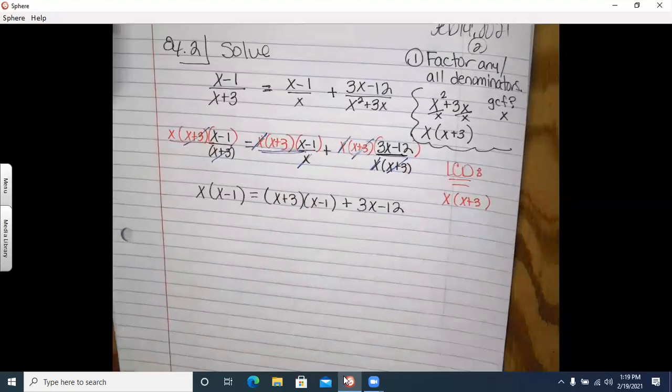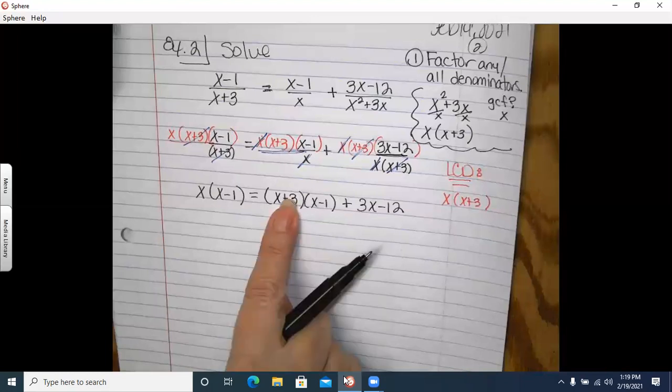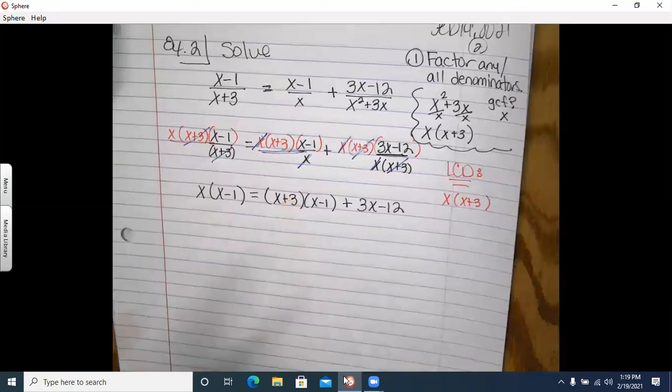Now there's still a lot to do here, but at least we don't have a fraction, am I right? We cleared the fraction. Now before I can start combining like terms and all that stuff, I have to get rid of the parentheses. There's nothing to simplify inside the parentheses. So I'm gonna have to do some distributing, right? So let's look on the left side.